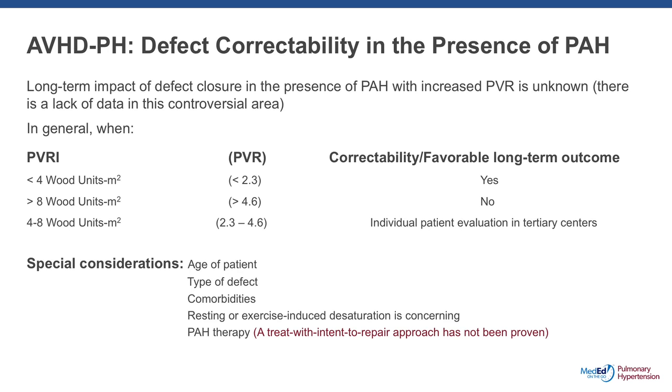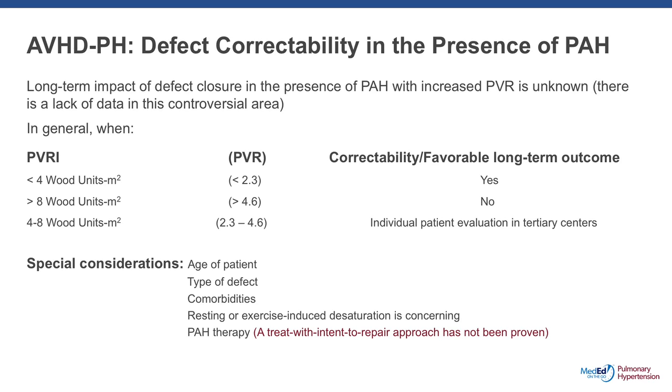So there are many things to consider when we are determining whether or not a congenital defect can be closed in the presence of pulmonary arterial hypertension. The long-term impact of defect closure in the presence of PAH with increased pulmonary vascular resistance is unknown, and there's quite a bit of gray area in this decision-making process. I think that most people feel comfortable closing a defect if the pulmonary vascular resistance indexed is less than 4 Wood units, and so the PVR is generally less than 2.3.